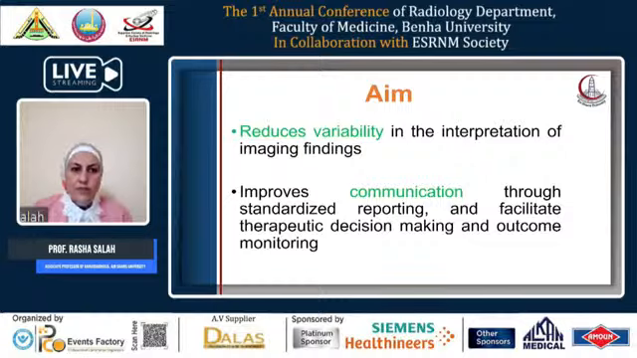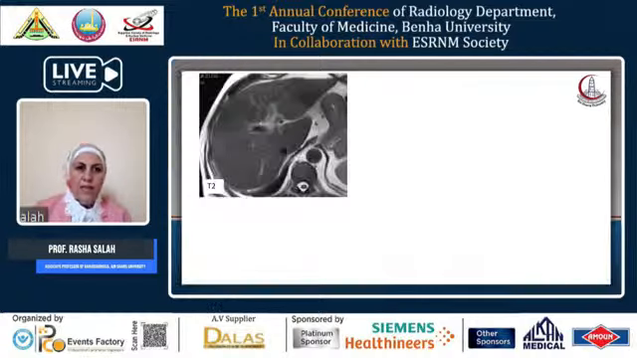Its aim was to reduce the variability in the interpretation of imaging findings between different radiologists, to improve communication through standardized reporting, and to facilitate therapeutic decision making. This allows easy interpretation by the clinician of what we mean in our reports and how to plan the therapeutic management of this patient. Let's see how classic HCC appears on imaging.